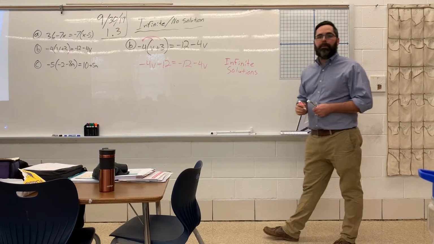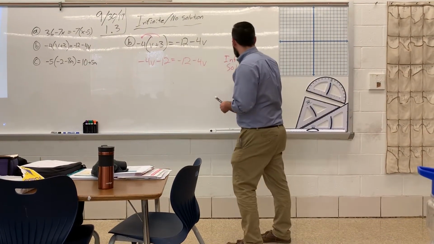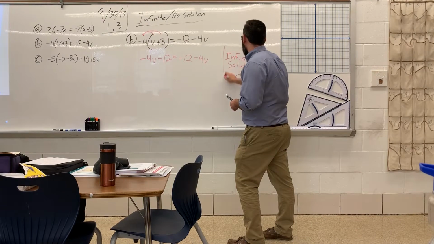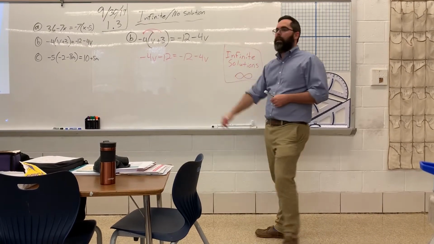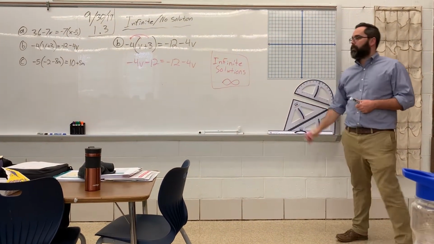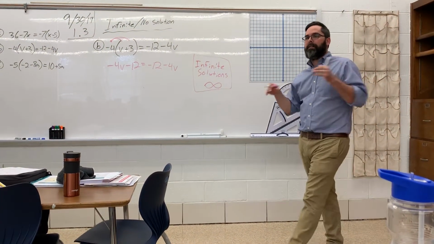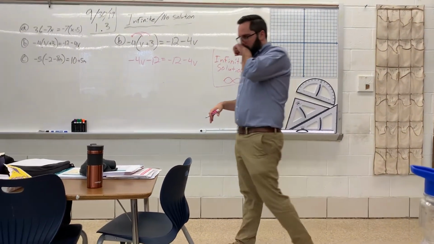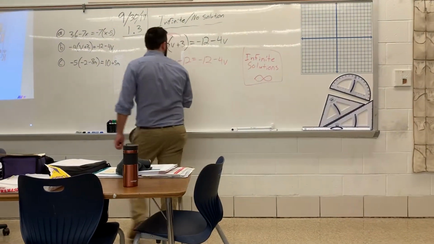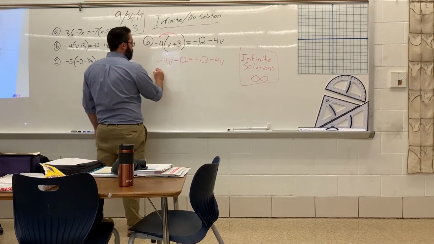And it has a symbol just like no solution, which looks like this. Now I know I'm not done. I'm going to show you the end here, but I'm just going to preface that by saying at this point, when you notice both things are the exact same on both sides, stop. But let's finish this equation. I'm going to add 4v to both sides.